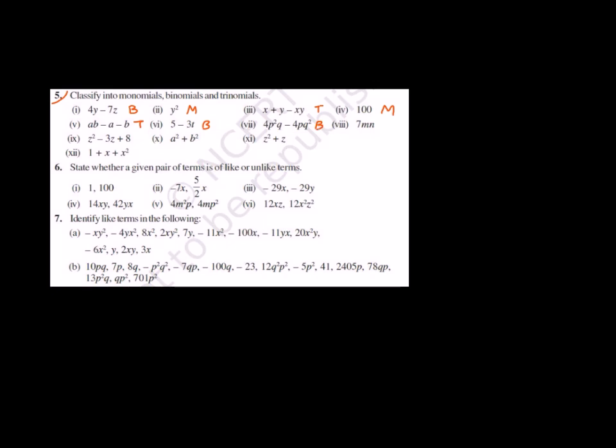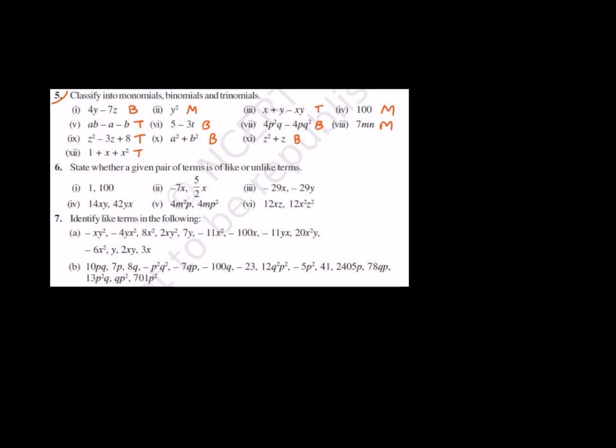7, m, n, this is a single term. These are not three terms. 7, m and n are getting multiplied, so this is a single term, so this is a monomial. In the same way, ninth part is z square minus 3z plus 8, which is a trinomial, three terms are given. 10th part, a binomial is given. In the same way, 11th part, two terms are given, this is a binomial, and this is clearly a trinomial, the 12th part.